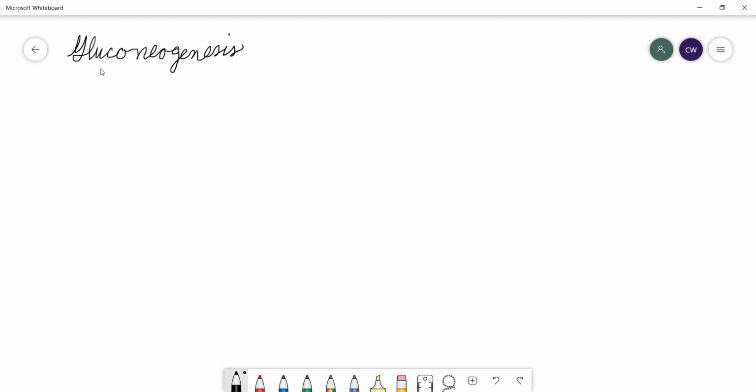Now, you can understand it: glucose, new, genesis, creation. So literally, we are talking about the pathway by which we produce glucose from non-carbohydrates. This is why we don't go into a coma every time we go to sleep.